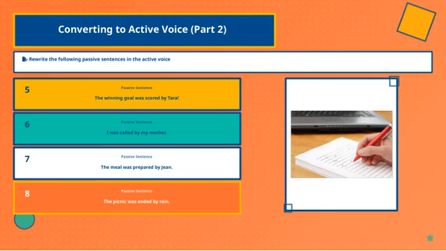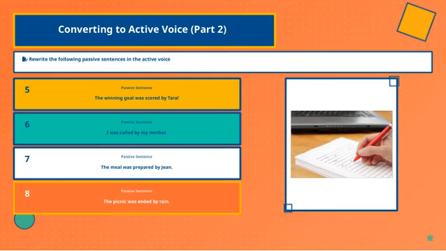Next, the meal was prepared by Jean turns into Jean prepared the meal, emphasizing the doer of the action. And finally, the picnic was ended by Rain can be rewritten as Rain ended the picnic. The key takeaway here is that converting passive sentences to active voice places the focus on the subject performing the action, which generally improves clarity and impact.